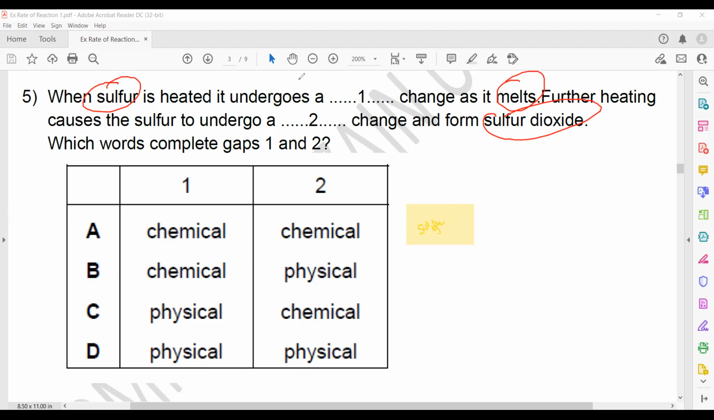There's sulfur, you supply heat energy, and the sulfur is melted. When sulfur is melted, it is still sulfur, like a solid sulfur converting into a liquid sulfur. What do we call this? When only the state changes and no new substance forms, we call that a physical change.